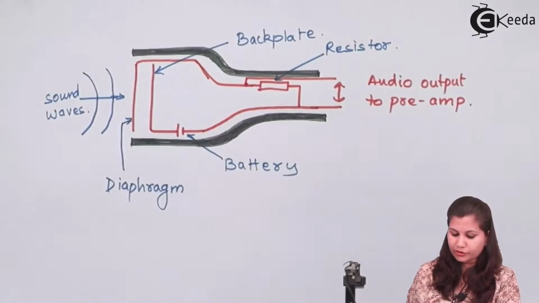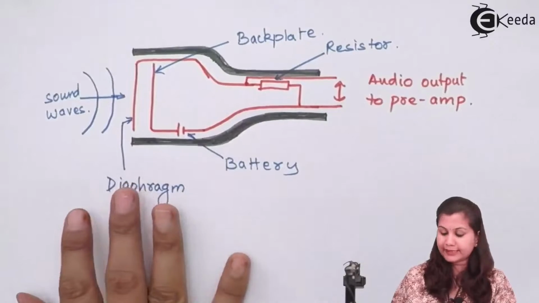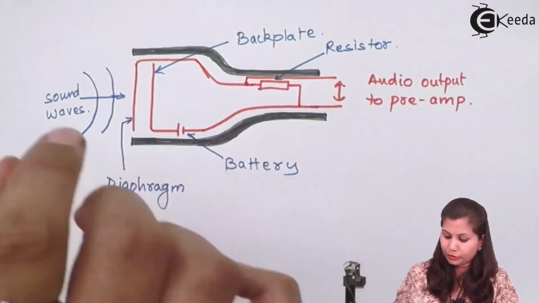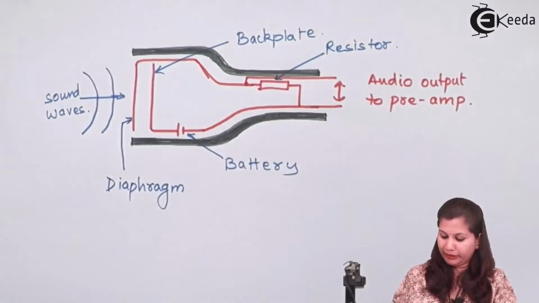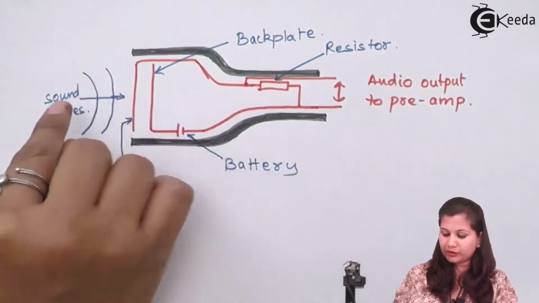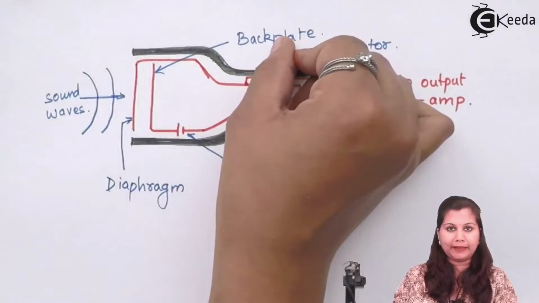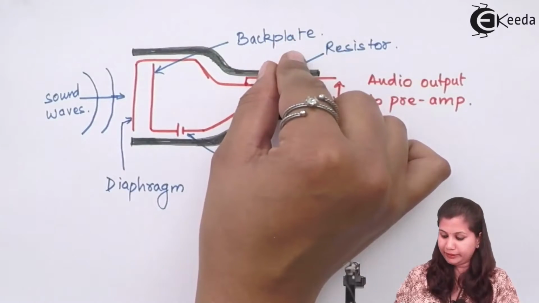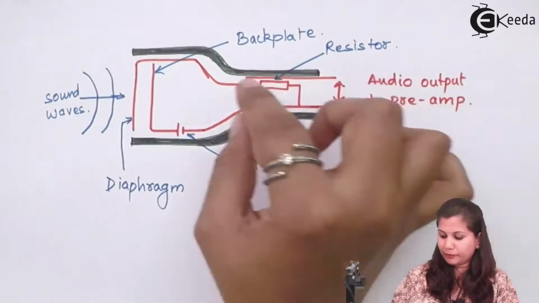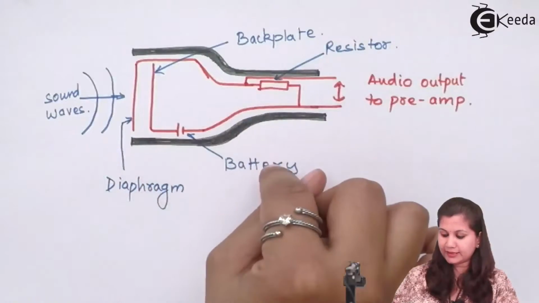So this is the construction diagram for the condenser, or capacitive, microphone. Here you can see that the capacitor has two plates. One plate is the diaphragm, which is the thin membrane in contact with the sound waves, and the other plate is the back plate, which is a solid metal plate. We are measuring the output across these two plates. The connections are made here, and this is the battery.